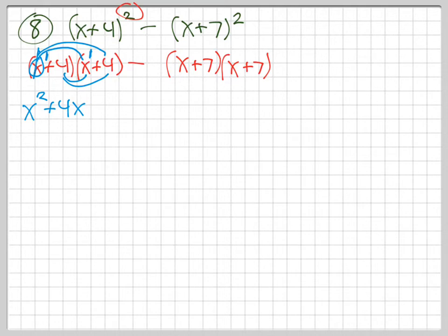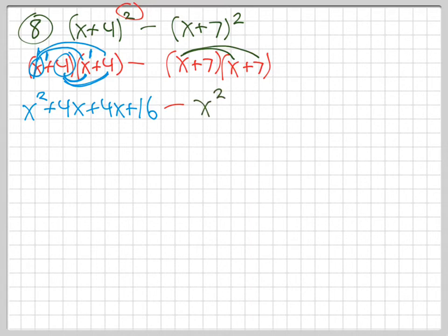Okay, now he's done, and now it's the 4's turn, the plus 4, and he's going to go to both. So it's plus 4x, and 4 times 4, 16. So I'm done with the first one, minus, and now I'll do the second one in the same way. First to both, second to both. That x will go to both, and then the 7 will go to both. So it'll be x squared.